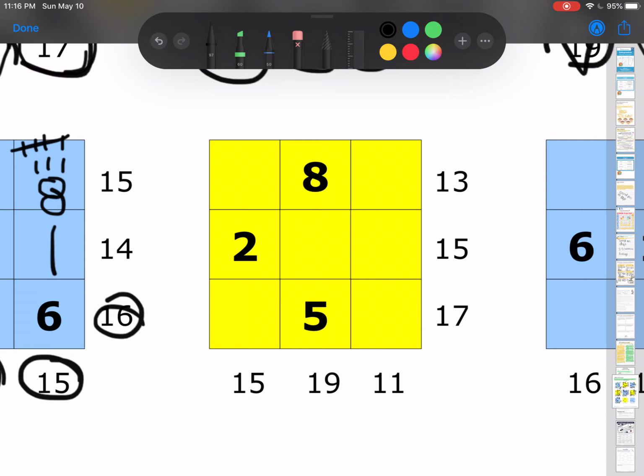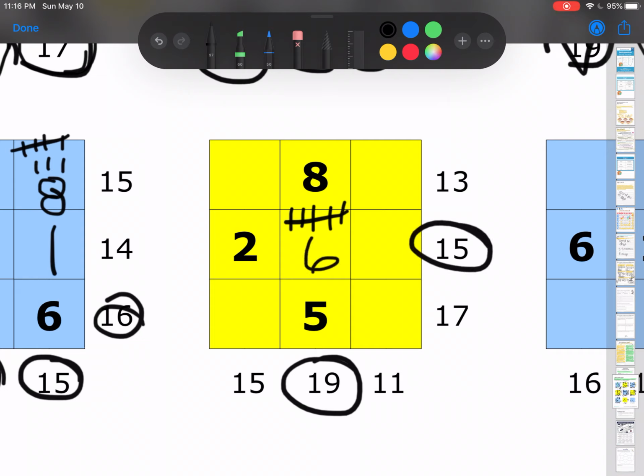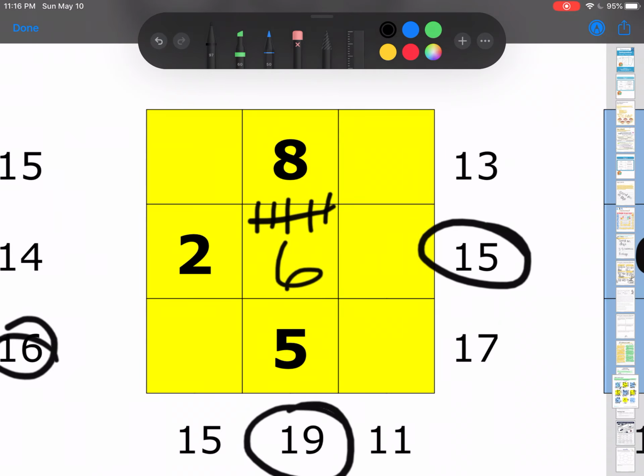Alright, again, 8 and 5. That's 13. I need to get to 19, so I can put a 6 here. I'm sorry. 8 plus 9 is 13. 14, 15, 16, 17, 18, 19. Yep, that's a 6. Just double checking my work. 6 plus, I need to get to 15 here. 6 plus 2 is 8. Let's keep counting. 8, 9, 10, 11, 12, 13, 14, 15. That's a 7 here.